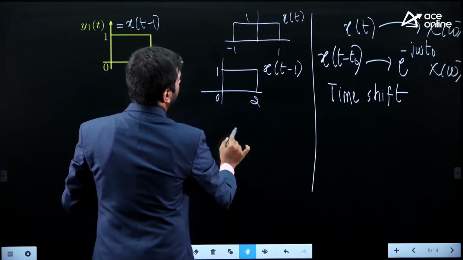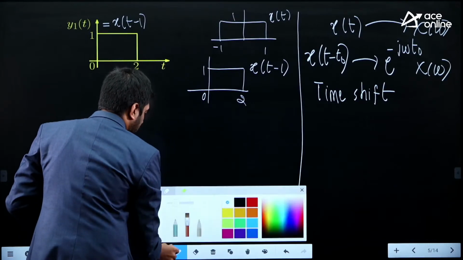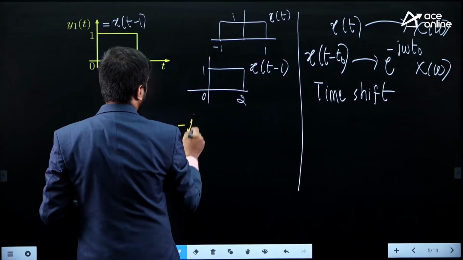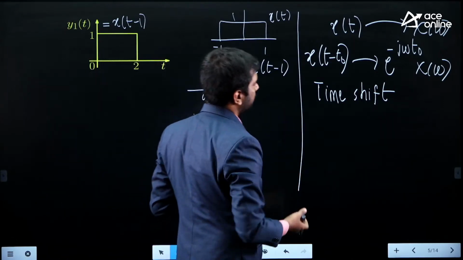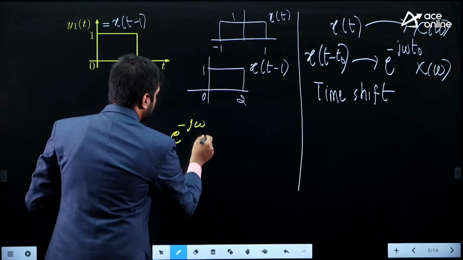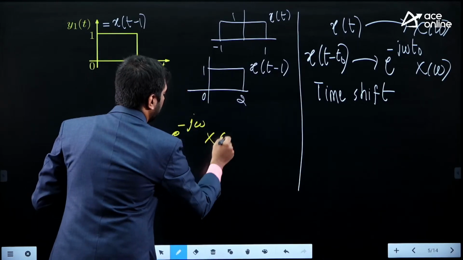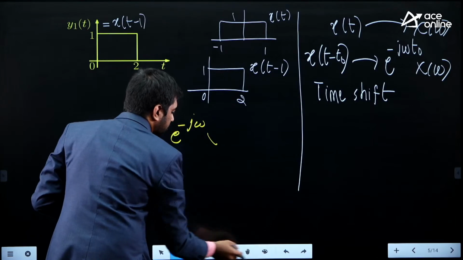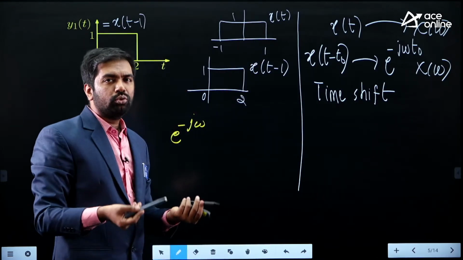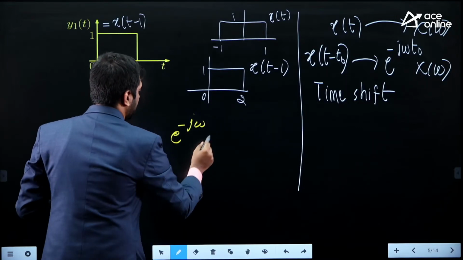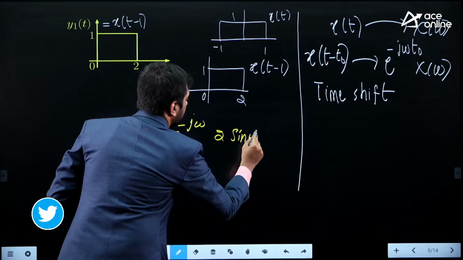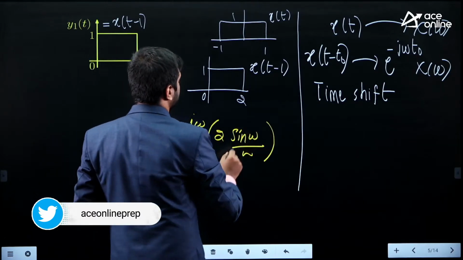So substitute, and what do you think is the Fourier transform now? It is very simple. Let me write the answer: e power minus j omega, since t naught is 1, into X of omega. Do you know what X of omega is? It's given in the problem, and we have also calculated it. That is 2 sine omega by omega. So the first one is done.